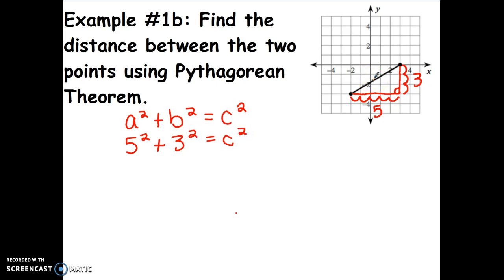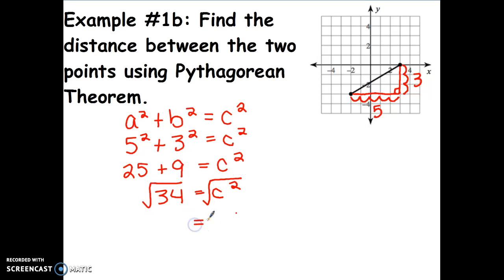So 5 squared is 25. And 3 squared is 9. Now we just have to add 25 plus 9, which is 34. Do not stop here because you're not finished. We're not looking to find c squared, we're looking to find c. So in order to get rid of this exponent, we have to take the square root of both sides. That leaves us with c over here. And then you're simply going to put the square root of 34 in your calculator.